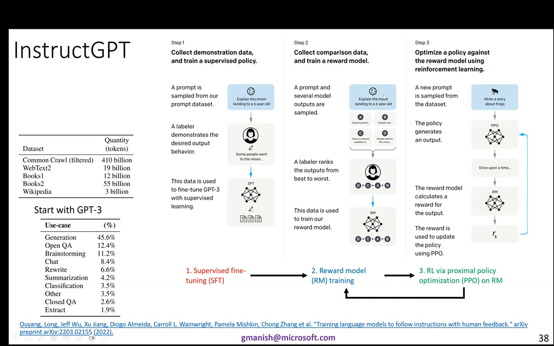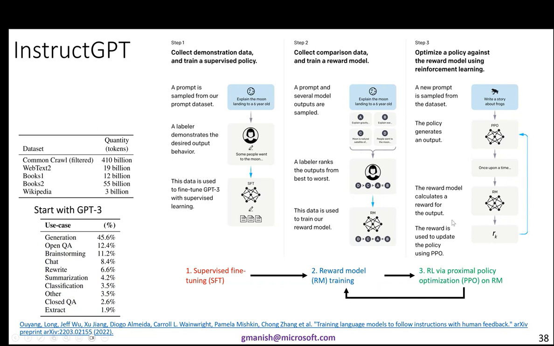So the way to improve is as follows. You ask the model, explain the moon landing to a 6-year-old. It gives you four different results. You ask a human to rank them, much like a mom would rank the outputs from a kid. If a kid does well, the mom appraises. If the kid doesn't do well, the mom penalizes. So the labeler also did the same thing. They just ranked the outputs, which was used to learn a reward model. So a proxy mom in some ways.